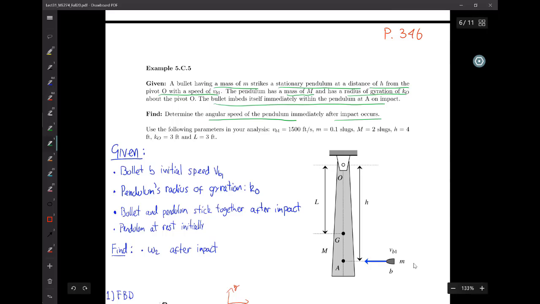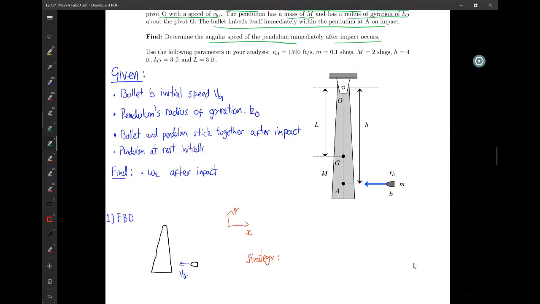So we have impact, and we are asked to calculate the change of speeds. Which kinetics do we use? Impulse momentum. We may be tempted to use work energy, but remember that when there is a collision, energy is not conserved, and we don't know the work that is dissipated by the collision. So we need to use impulse momentum.